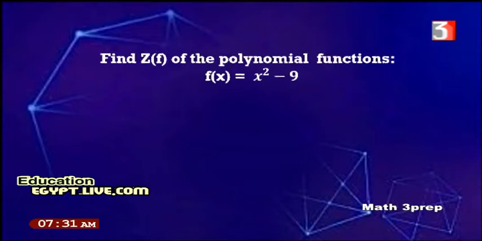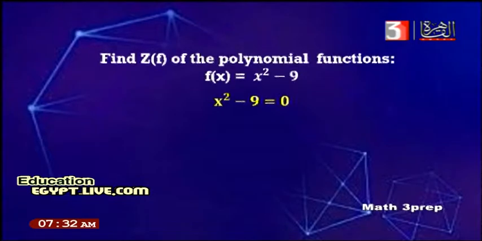Find the set of zeros of the polynomial function f of x equals x squared minus 9. To find the set of zeros of the function, we are going to equate this function to 0. So we can say that x to the power of 2 minus 9 equals 0. By factorization, x and x. What about 9? It will be 1 by 9 or 3 by 3. In this case, you are going to choose 3 by 3. Why? Because you are factorizing a difference between two squares.